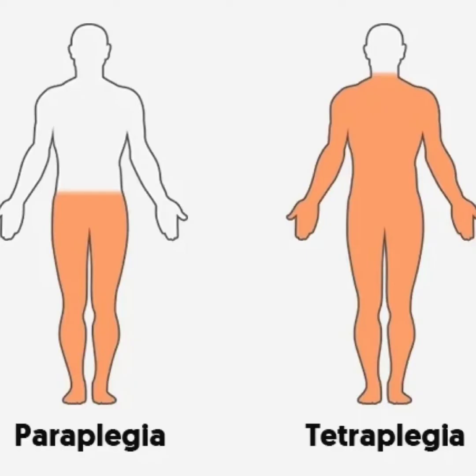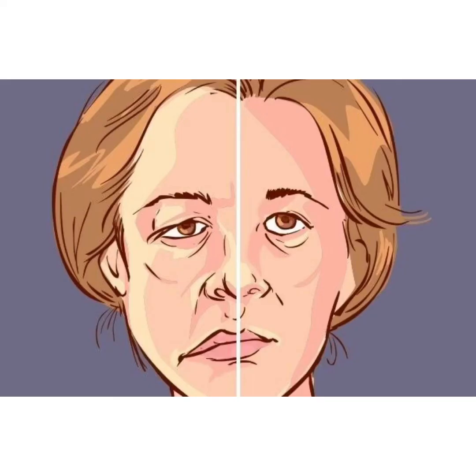Paraplegia is a type of paralysis that affects your ability to move the lower half of the body. A person with this condition may have trouble moving the legs, feet, and stomach muscles. In some cases, it will only affect one leg, and this is called incomplete paraplegia.